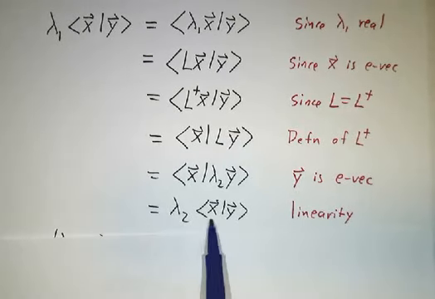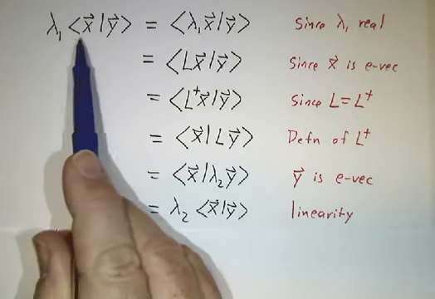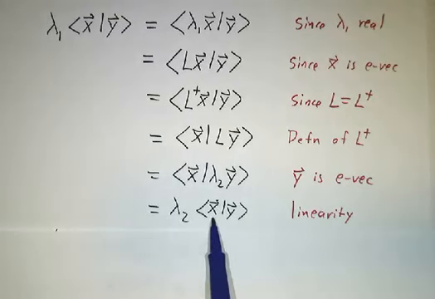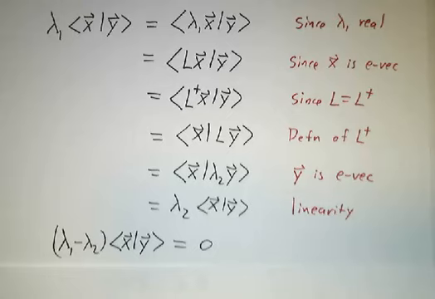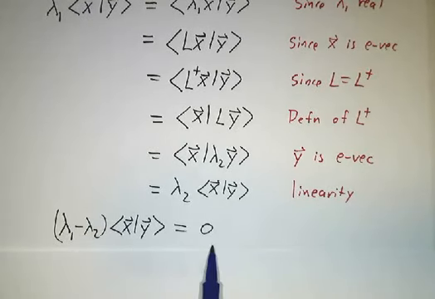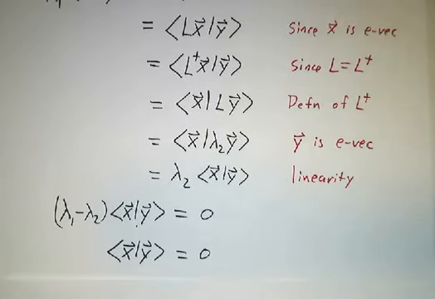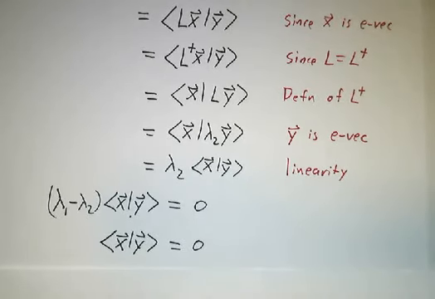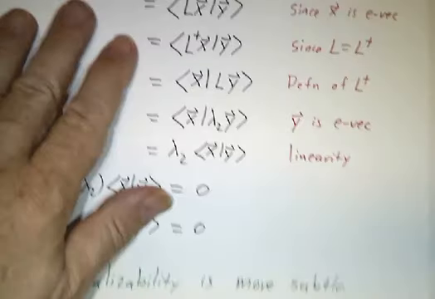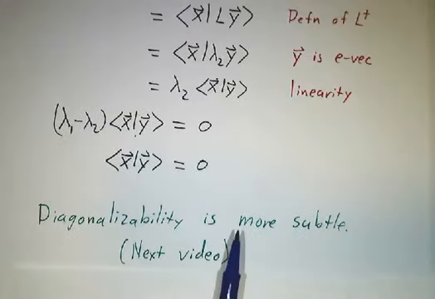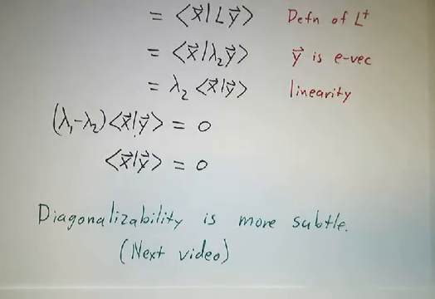And so you get lambda 2 times the inner product of x with y. So lambda 1 times the inner product of x with y is the same thing as lambda 2 times the inner product. So lambda 1 minus lambda 2 times the inner product must be 0. But we said that lambda 1 and lambda 2 were different. So this number is not 0. So this number must be 0. We just divide both sides of the equation by lambda 1 minus lambda 2, and we get that the inner product is 0. So we've shown that the eigenvalues are real. We've shown that the eigenvectors with different eigenvalues are orthogonal. And the big deal is that it's diagonalizable, and that's what we're going to show in the next video.